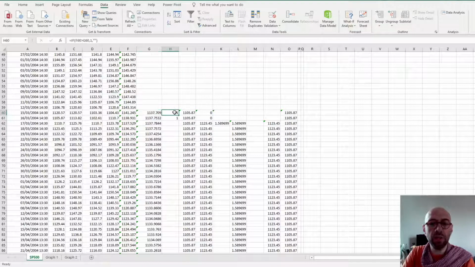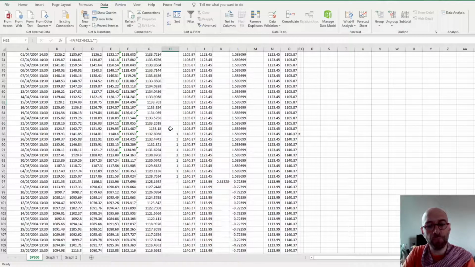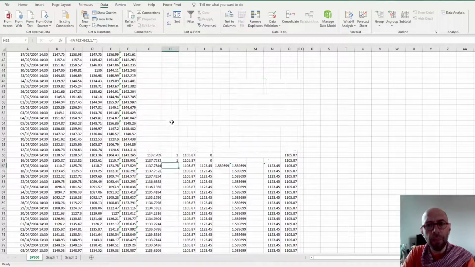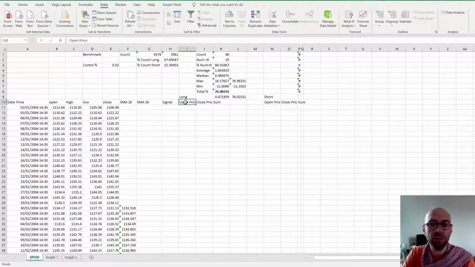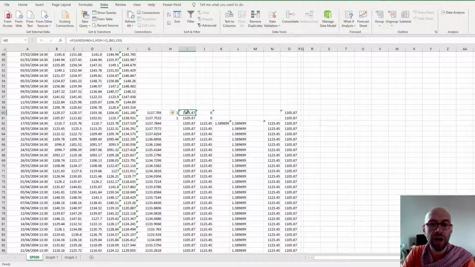So very simple. The formula I've used here, again, is very simple. If that value is greater than that, then 1, basically to signal that the signal is on, otherwise not. And then on another column, which I call the long open price, I've actually put the price here. And this is where you have to pay attention. There are a few things you have to be careful about to make sure you get the right study.